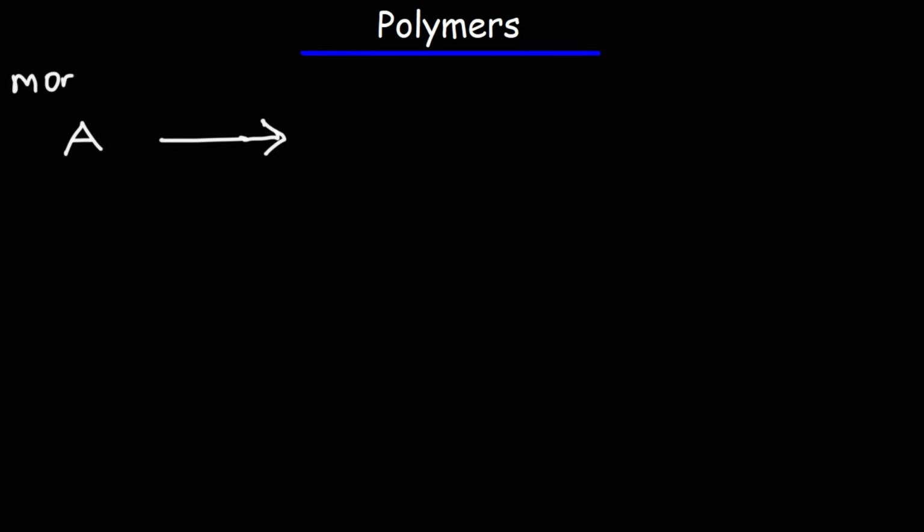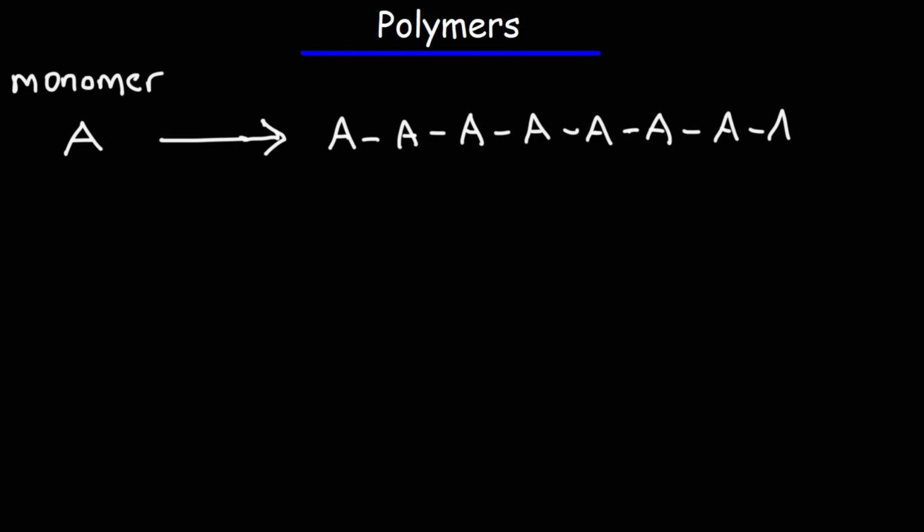The prefix mono means one. The prefix poly means many. So a polymer is composed of many smaller units known as monomers. During polymerization, these smaller units will get together and form a larger macromolecule. So that's the basic idea of a polymer.